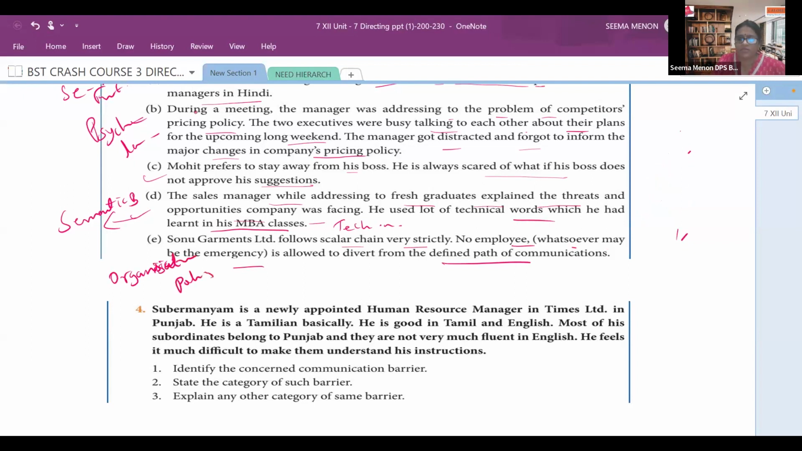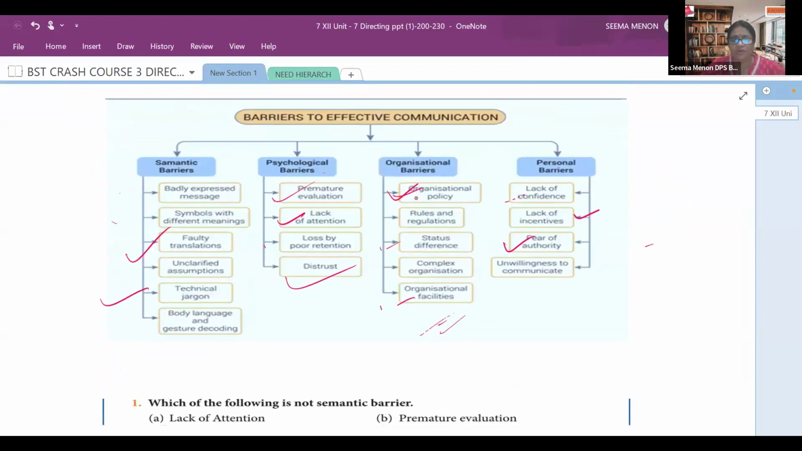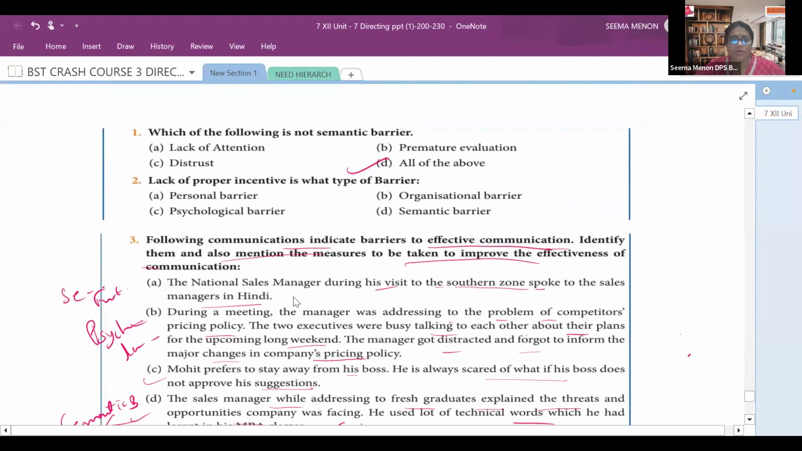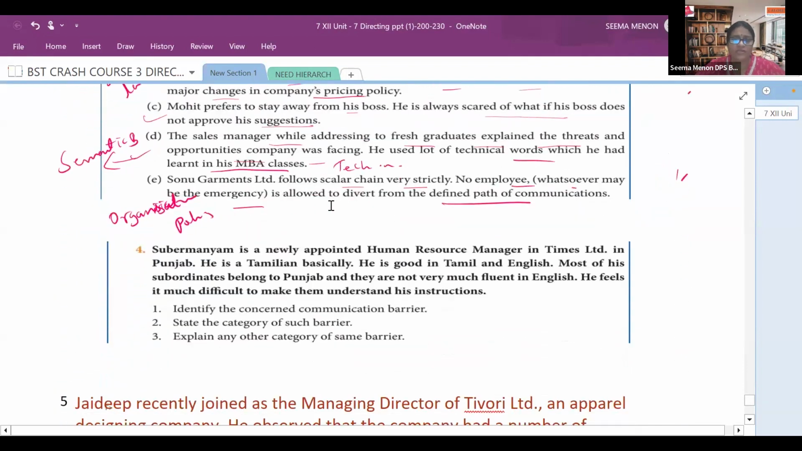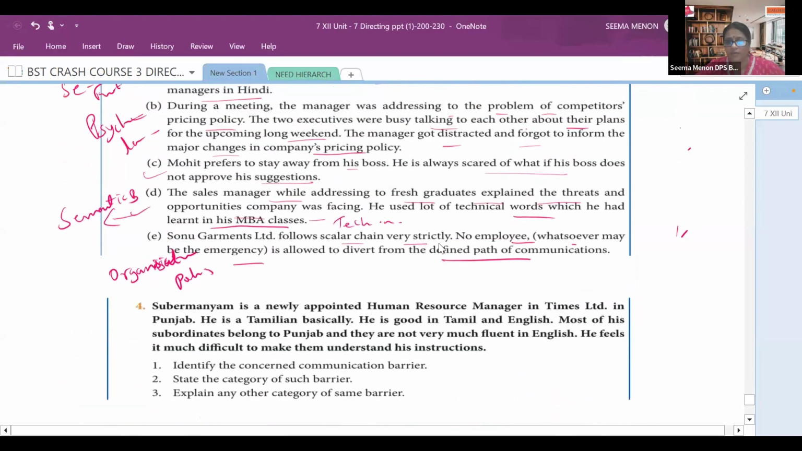Okay. You can see, I'll show you the chart. Organizational policy, the first one. Strictly they have to follow, they cannot break. Okay. Rules and regulations, strictly they follow the rules and regulations only. Organizational policy, rules and regulations are different. Organizational policy means they cannot break that defined path of communication. I hope you are clear with all this.